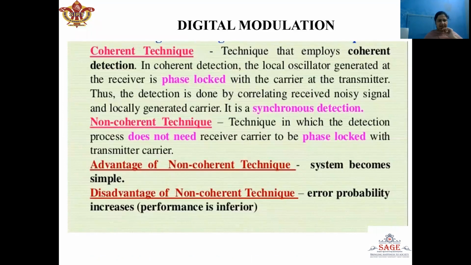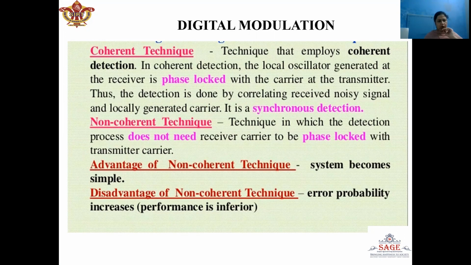We have basically two types of digital modulation techniques. First is the coherent technique and second is the non-coherent technique. In the coherent technique, the local oscillator generated at the receiver is phase locked with the carrier at the transmitter. Thus, here the detection is done by using the locally generated carrier. It uses synchronous detection.